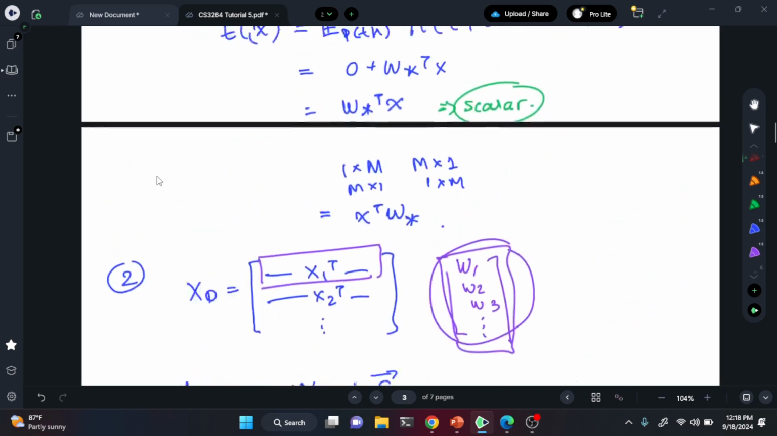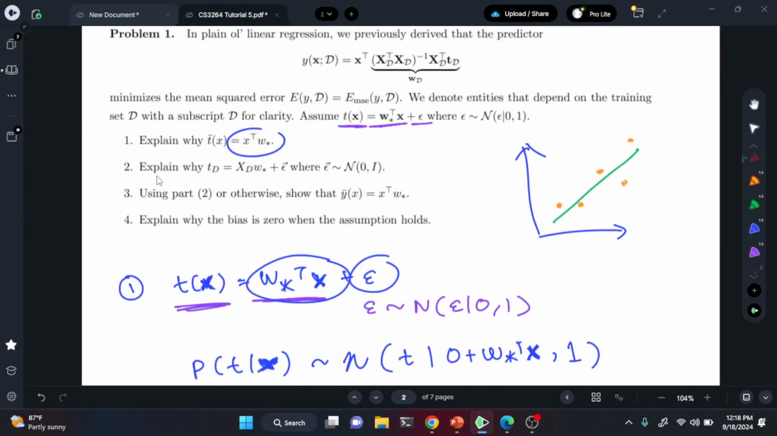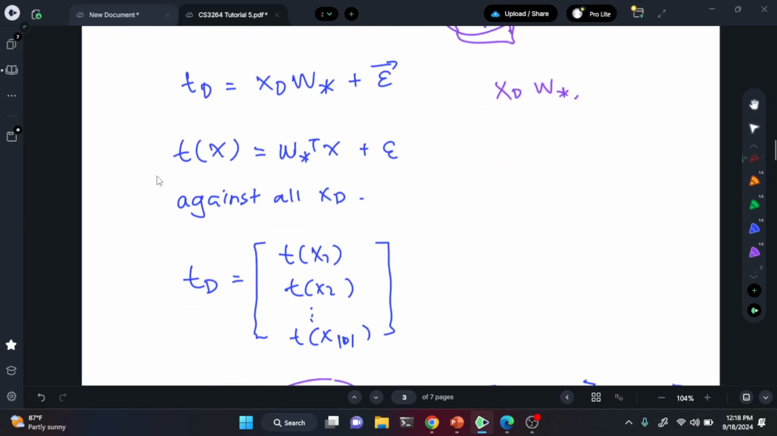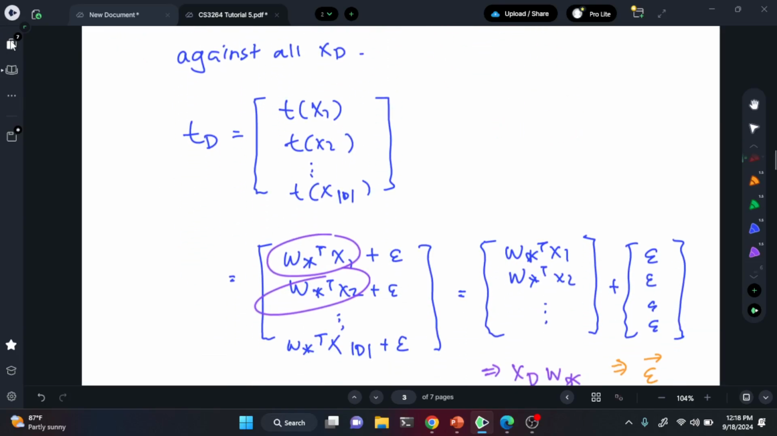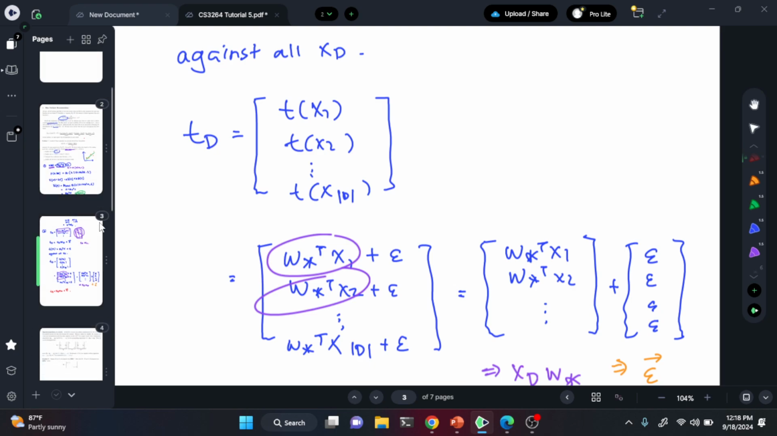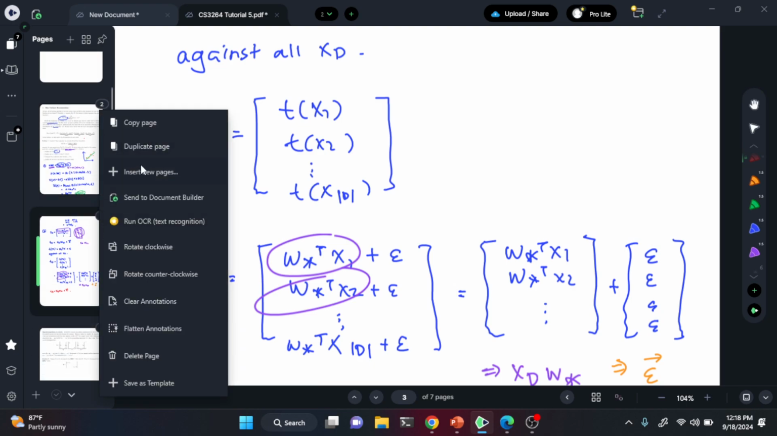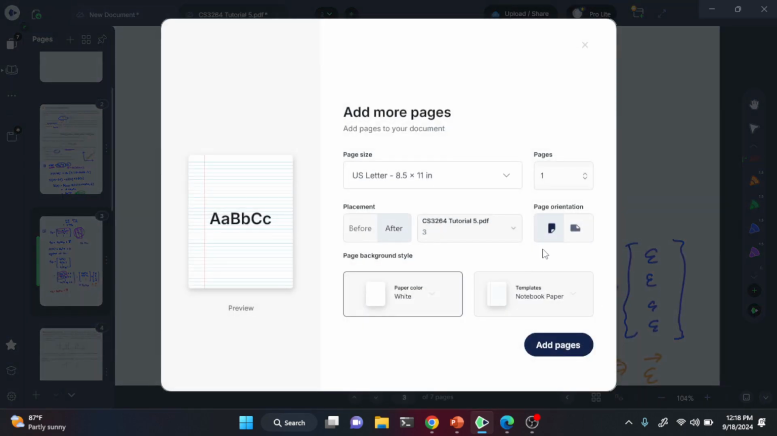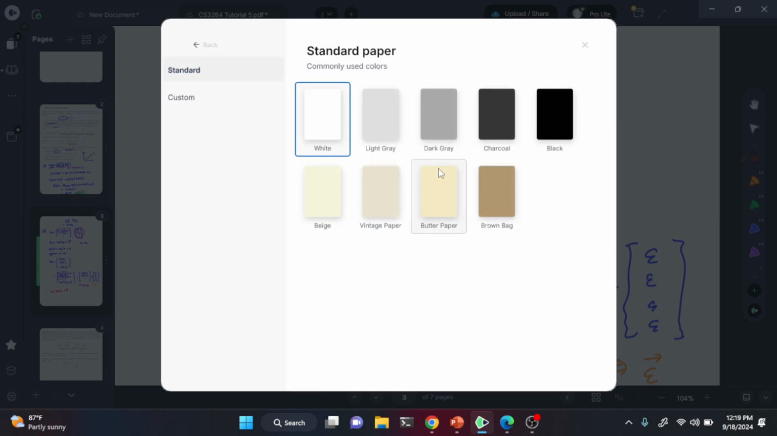Okay, now we'll move on to part 3. Part 3 is where we want to use part 2 to show that when we take the average of all the predictors that we have regressed, this average predictor must be xdw star. In this problem, we are actually going to explore more about expectation today, so we will leave probability aside for now. So how do we solve part 3? Let me add another page here.